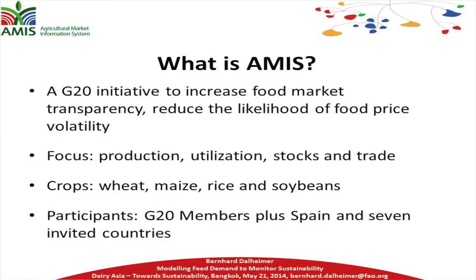This is now a joint program between FAO-ESS and FAO Statistics. FAO-ESS has been established by the G20 in order to increase food market transparency, reduce the likelihood of food price volatility, and increase sustainability in agriculture. It focuses on the supply utilization accounts, but only on 4 crops, which are wheat, maize, rice, and soybeans. Participating countries are the G20 members plus Spain, and 7 invited countries, which we can see here.